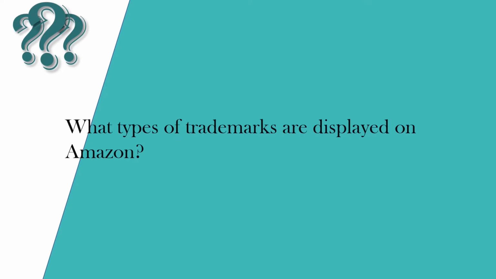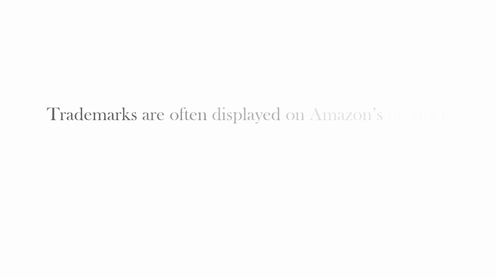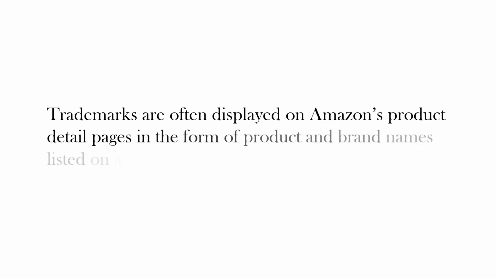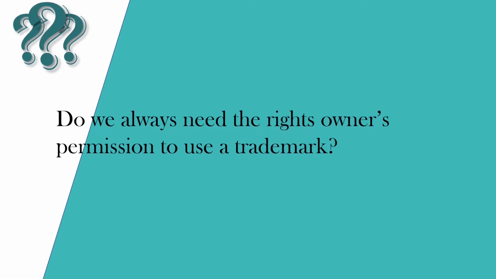What types of trademarks are displayed on Amazon? Trademarks are often displayed on Amazon's product detail pages, in the form of product and brand names, listed on a product detail page. Do I always need the rights owner's permission to use a trademark?